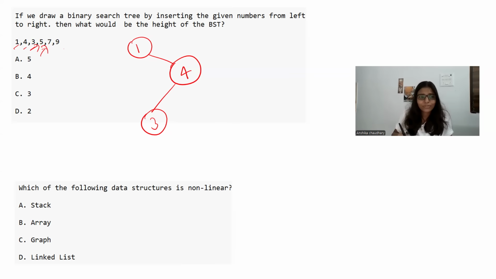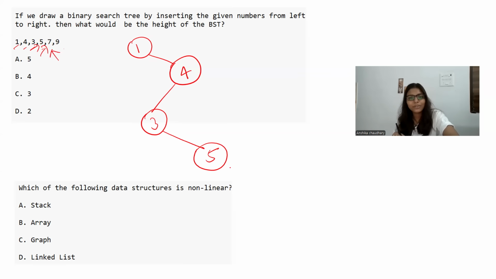Okay, now let's check for 5. So we will compare with 3, right? Because this time the last node inserted is 3. So whether 5 is greater than 3 or less than 3. It is greater, so it will be inserted on the right side, 5. Now insert 7. So 7 is greater than 5 or less than 5? 7 is greater than 5, so it will be inserted on the right side.